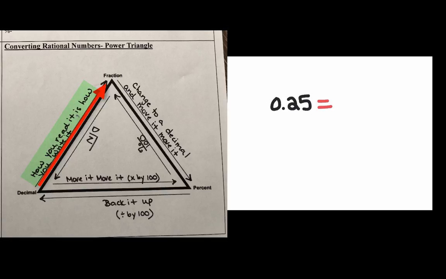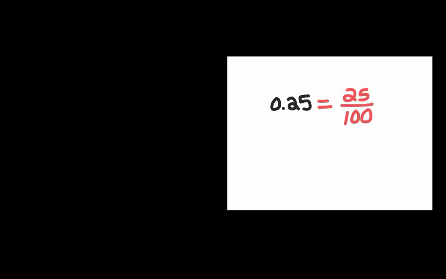How would you read this decimal? 25, and what room is this? Hundredths. So that's exactly how I write it as a fraction, 25 hundredths. And you could simplify this fraction as well. Our best answer would be in simplest form, but we're going to keep moving on. So again, how you read it is how you write it. That's how you go from a decimal to a fraction.